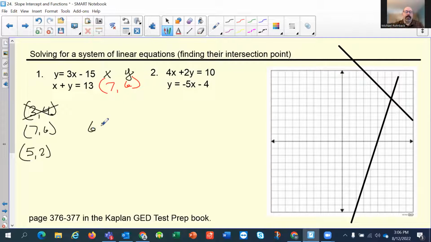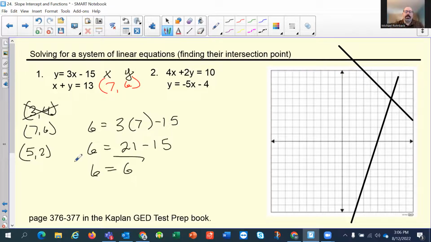So y is 6 equals 3 times 7 minus 15. Well, 6 equals 21 minus 15. 6 equals 6. So that's good. But you have to check it with the other equation. You can't just check one of them, because all that point means is it's on this line, which was our first one. So now you've got to check it on the second line.